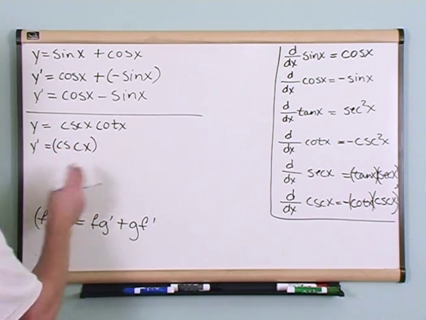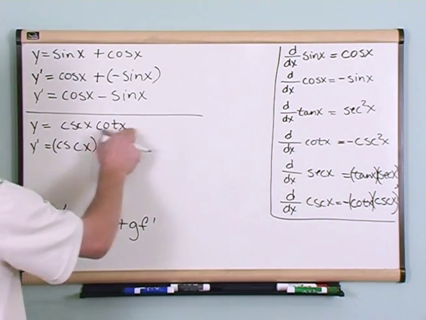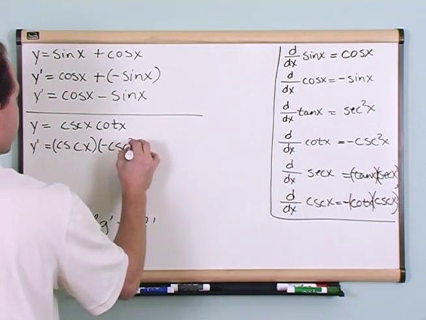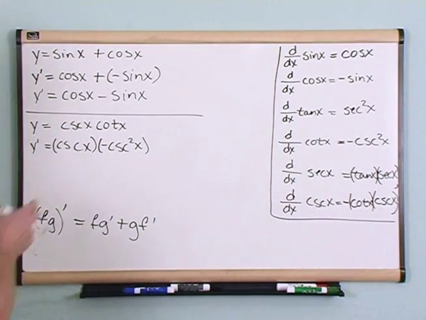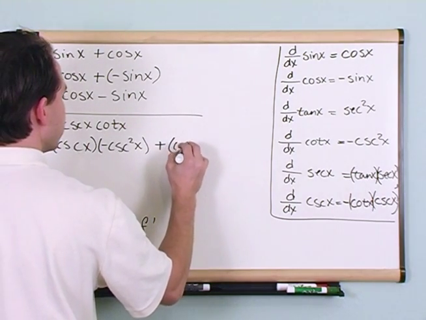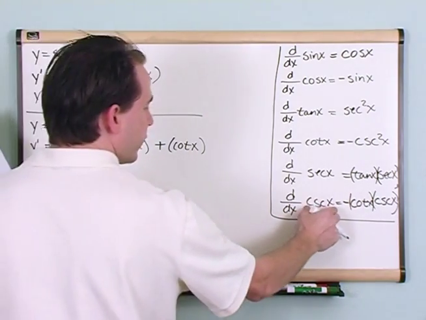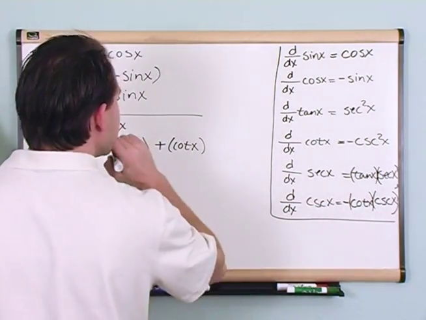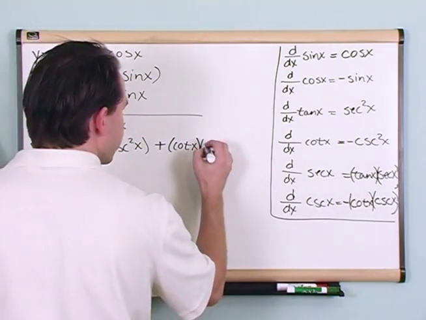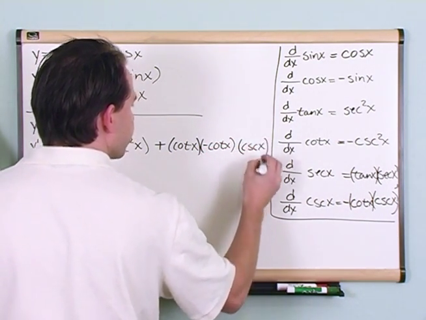No big deal, and I'm putting parentheses here to make sure I'm very clear what I'm doing, times the derivative of the second. Derivative of cotangent I have written down right here as negative cosecant squared of x. First times the derivative of the second plus the second, which is cotangent, times the derivative of the first, which is derivative of cosecant. Derivative of cosecant is this stuff. And so what I'm going to have here is negative cotangent x cosecant x. Okay?